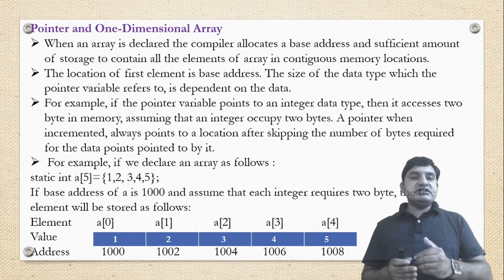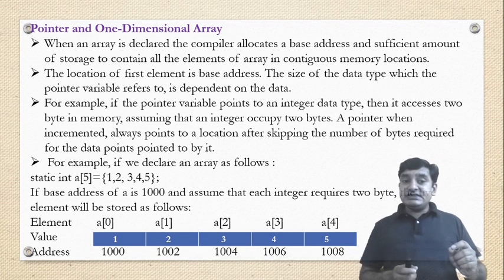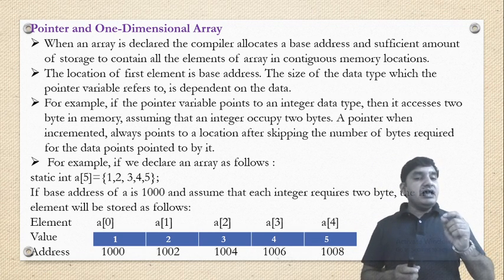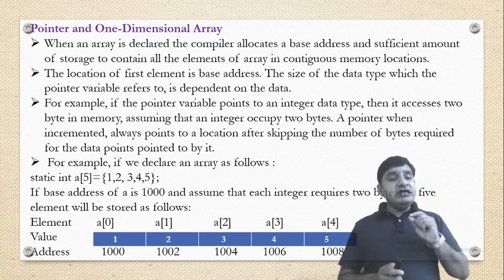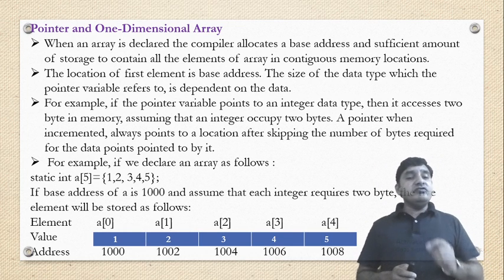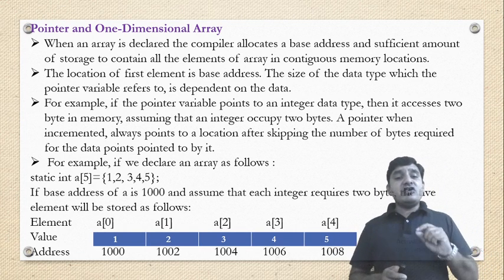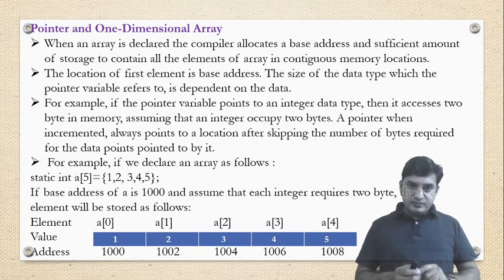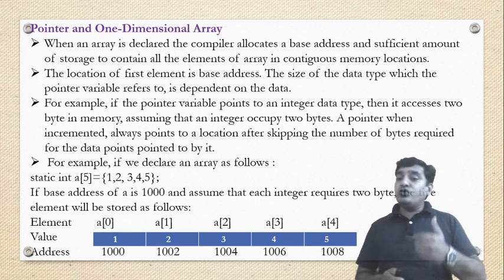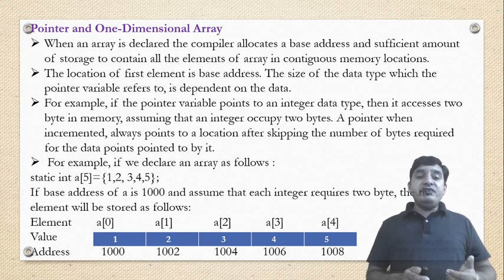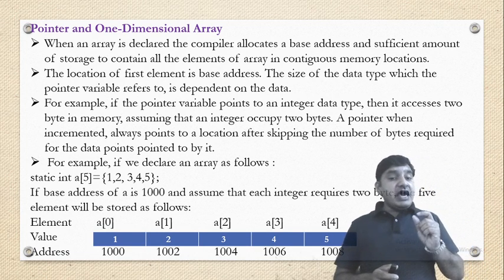For example, if we declare an array as static int a[5] = {1, 2, 3, 4, 5}, then a is the name of the array, 5 is the size of the array, and the elements in the array are 1, 2, 3, 4, 5. If the base address of a is 1000, and each integer requires 2 bytes, the 5 elements will be stored as follows.